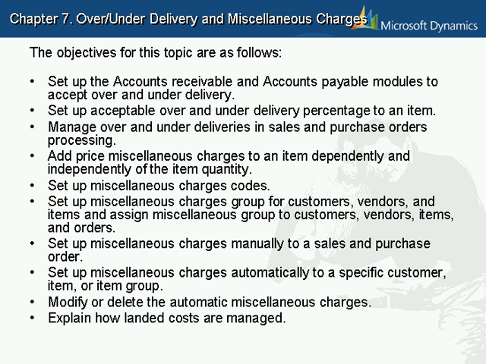Chapter 7, we have these objectives: set up the accounts receivable and accounts payable modules to accept over and under delivery. Set up acceptable over and under delivery percentage to an item. Manage over and under deliveries in sales and purchase orders processing. Add price miscellaneous charges to an item dependently and independently of the item quantity. Set up miscellaneous charges code. Set up miscellaneous charges group for customers, vendors, and items.